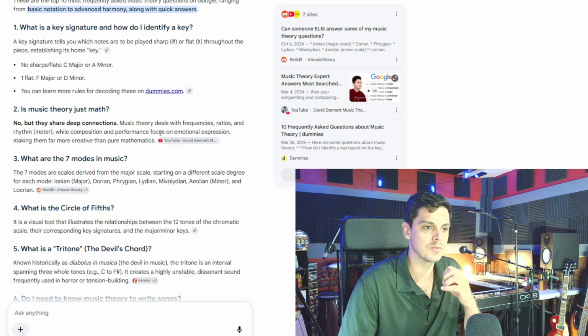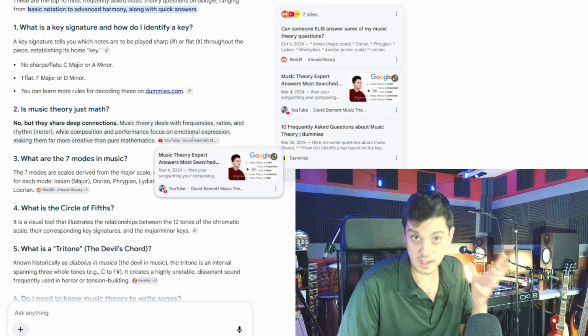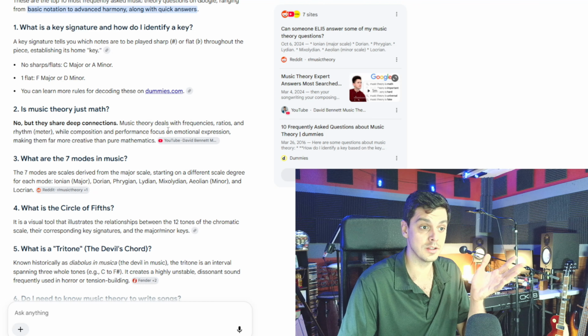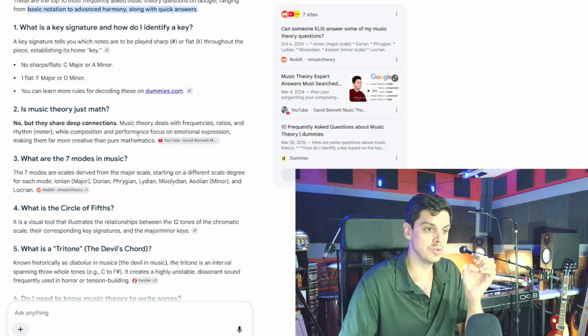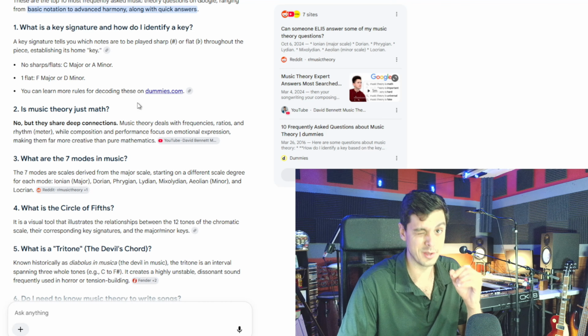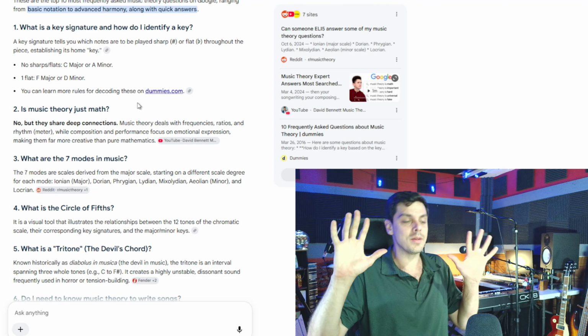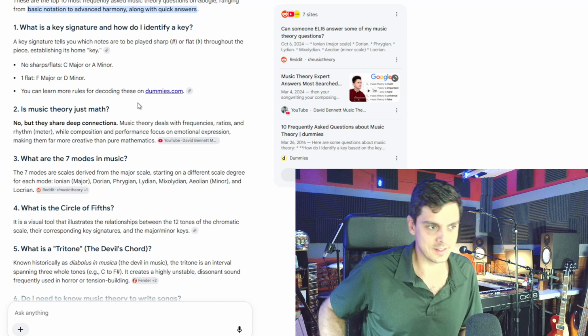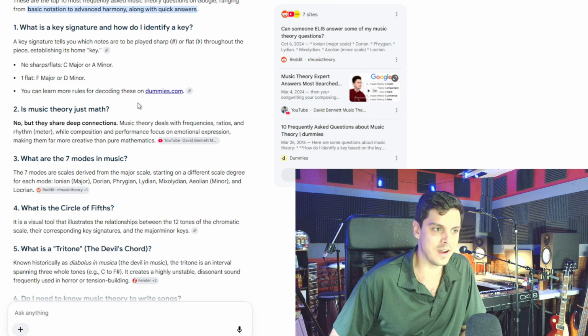While composition and performance focus on emotional expression, they can. Surely they can, but they don't have to. You can do composition just for the math. You can also probably do math just for the emotional expression, although that's probably harder. I don't do math. I'm not a math expert, so don't quote me on this. But yeah, is music theory just math?